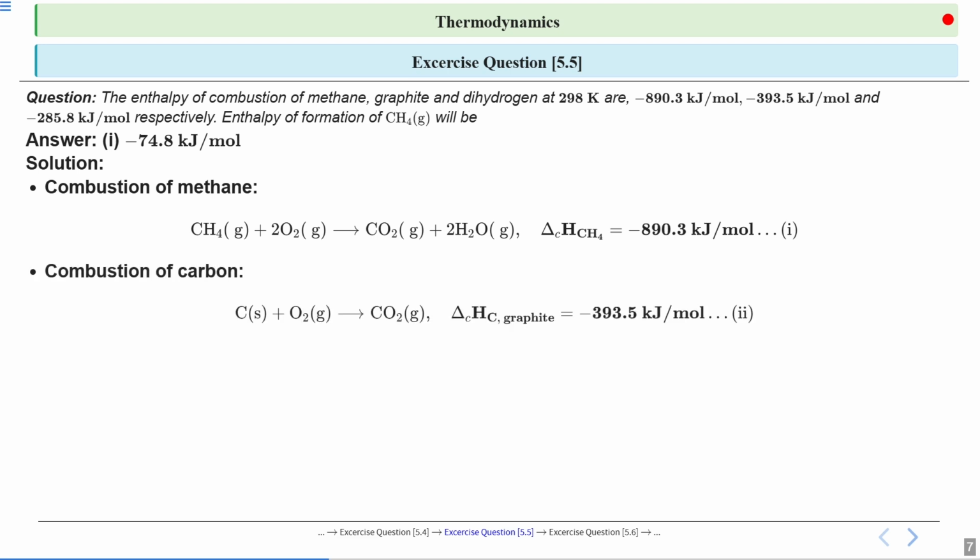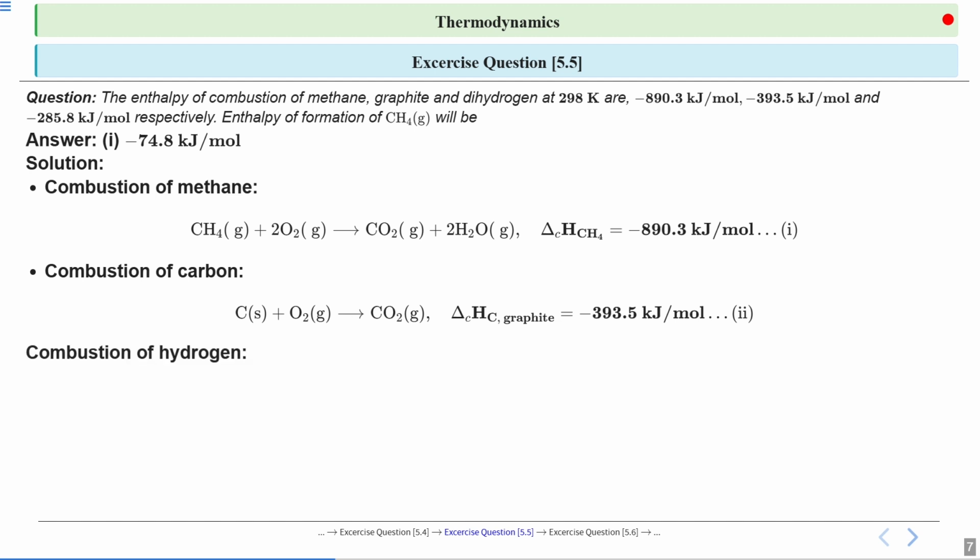Now, if I ask you what will be the case for carbon, the answer is that during the oxidation of solid carbon, you will get carbon dioxide. And we will take the standard form, which is graphite. In this situation, we get the energy released as 393.5 kilojoule per mole. Mark it as equation number 2.